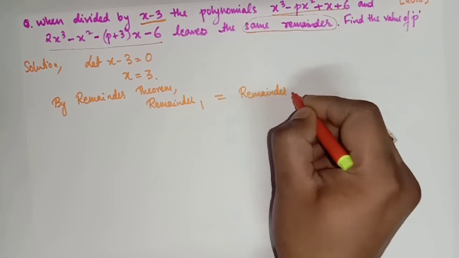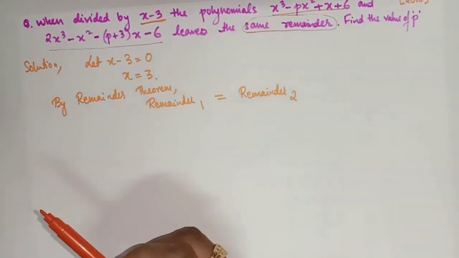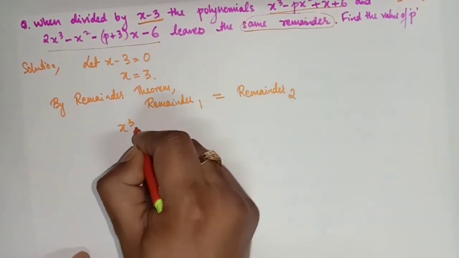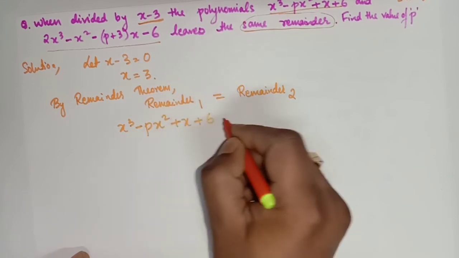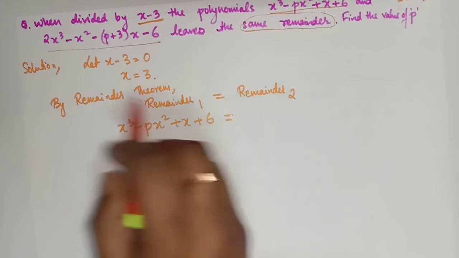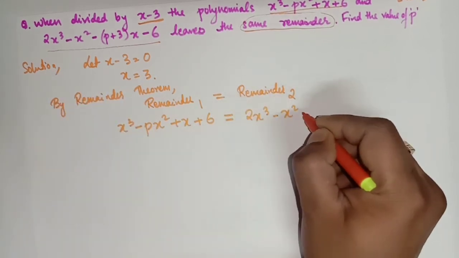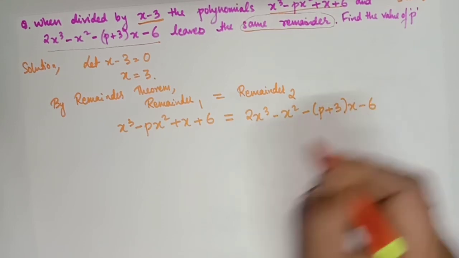remainder 2. Why are we taking equal? Because they had given us the same remainder. So by remainder theorem, I have to put this polynomial here. So x cube minus p x square plus x plus 6 equals to remainder 2 polynomial, which is this side: 2x cube minus x square minus p plus 3x minus 6.